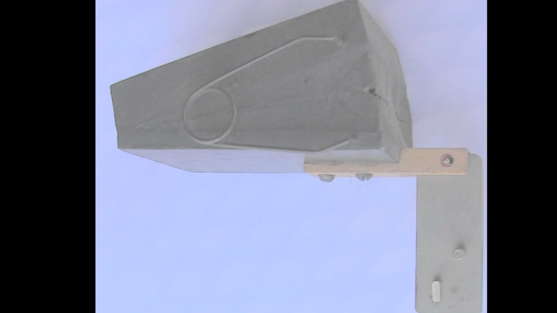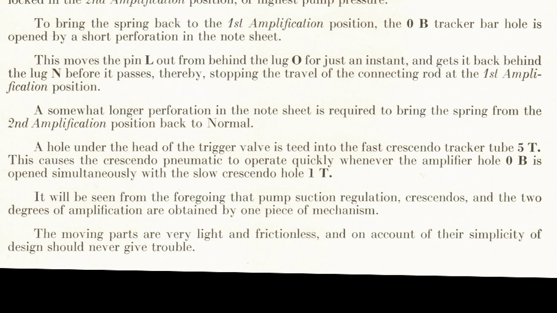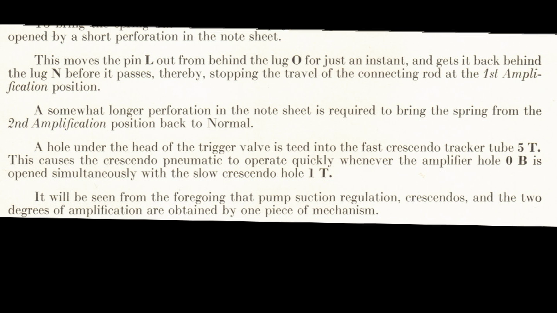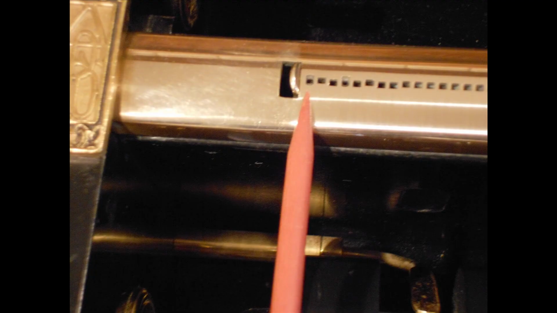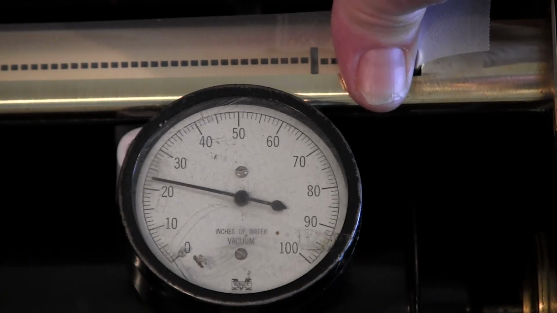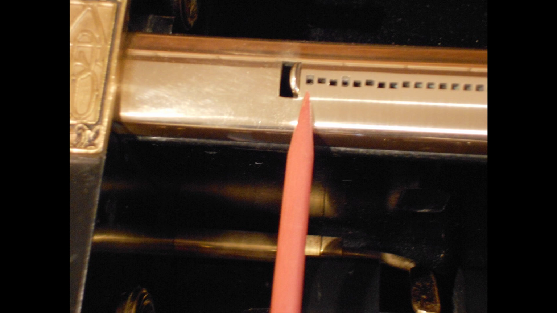Another function of the 0B hole is to open the 5T fast crescendo control line, just as if the 5T perforation had occurred. Thus, if the crescendo is moving in either direction, the open trigger hole, 0B, will cause the crescendo to move at its fast rate. It is this 0B hole that enables the pump to be locked into different output positions.